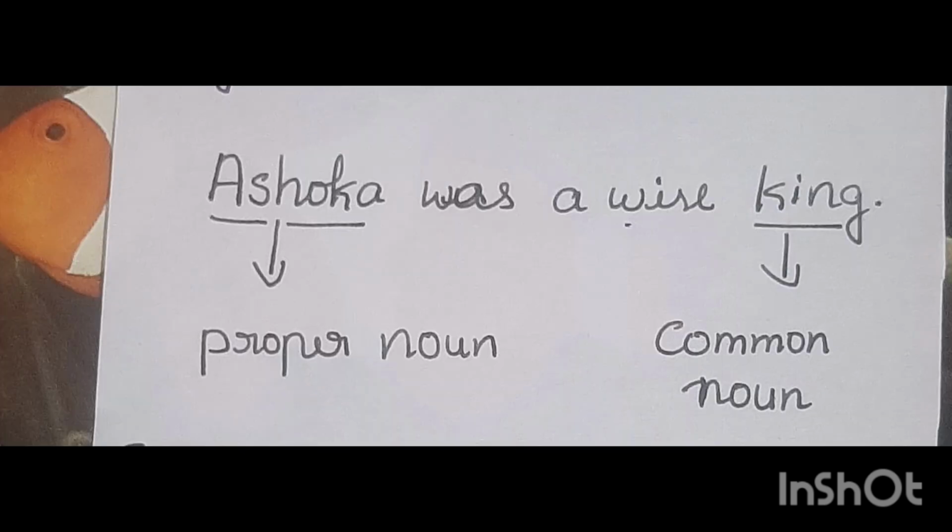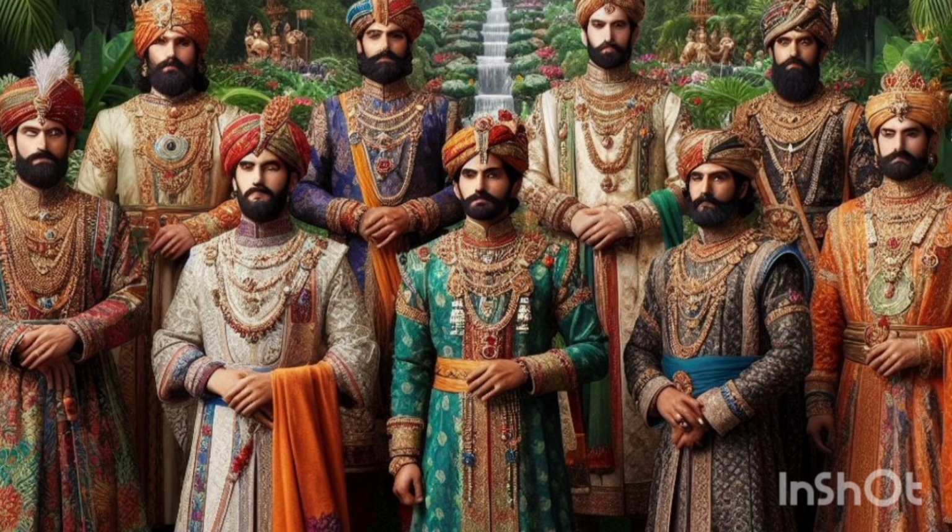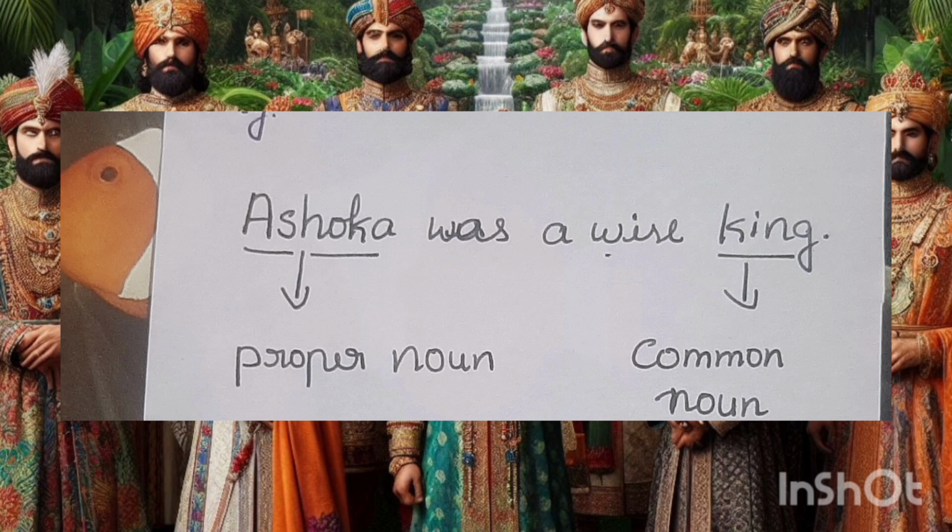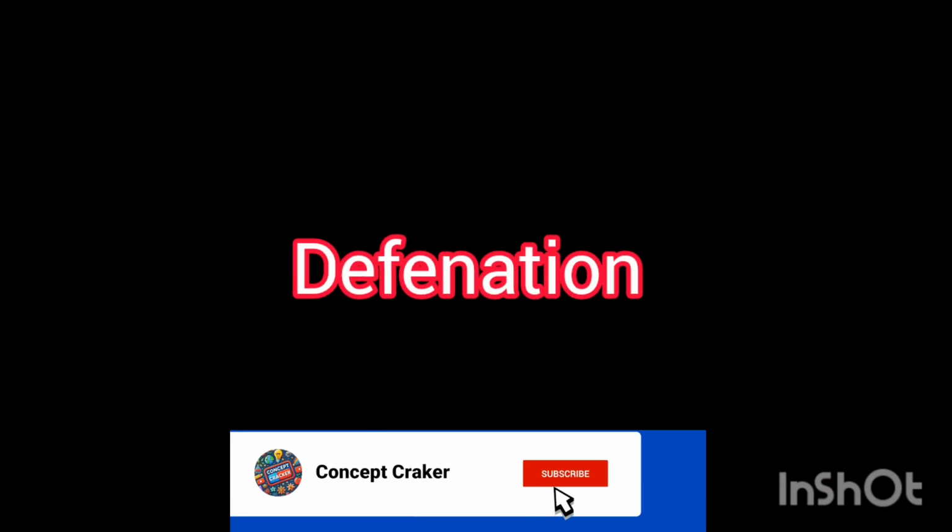Ashoka here is a proper noun. On the other hand, king is a common noun. We can't call everyone as Ashoka. On the other hand, we can call all the kings as king. It means Ashoka is a proper noun. On the other hand, king is a common noun.